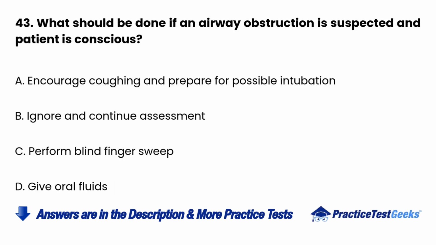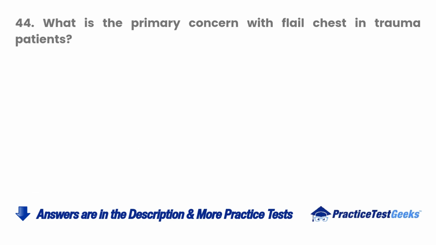43. What should be done if an airway obstruction is suspected and patient is conscious? A. Encourage coughing and prepare for possible intubation. B. Ignore and continue assessment. C. Perform blind finger sweep. D. Give oral fluids. 44.